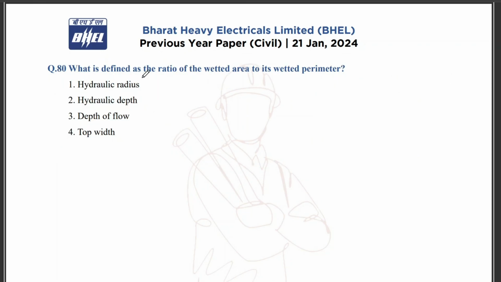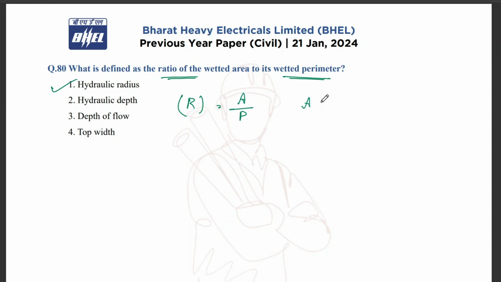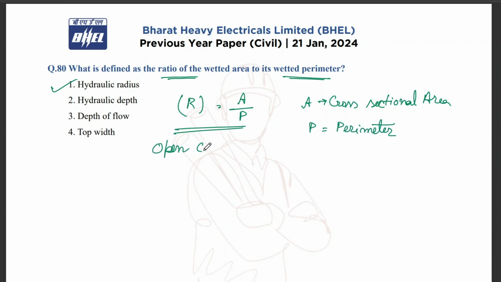80. What is defined as the ratio of the wetted area to its wetted perimeter? So hydraulic radius, which is denoted by R, is defined as A by P. Here A means cross-sectional area, P is wetted perimeter, and this equation represents open channel flow. And it also influences the flow resistance and velocity calculations.